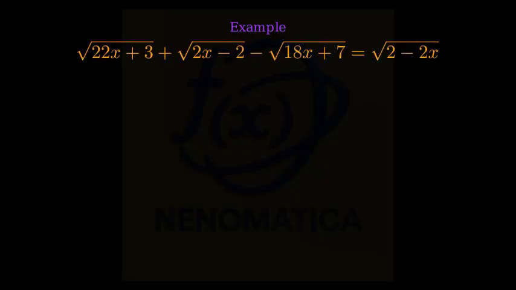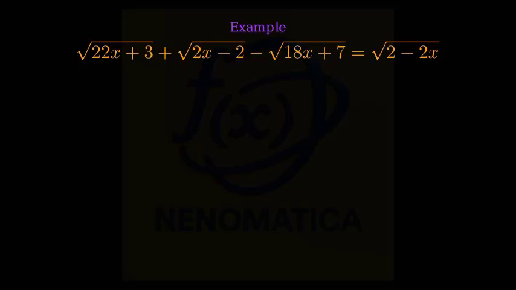We will solve a radical equation using a precise domain first strategy, then verify by substitution, and finally state the solution set. First, display the word example. Now the problem. Square root of 22x plus 3 plus square root of 2x minus 2 minus square root of 18x plus 7 equals square root of 2 minus 2x.